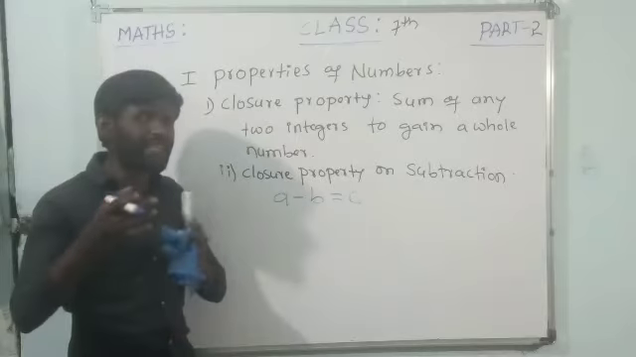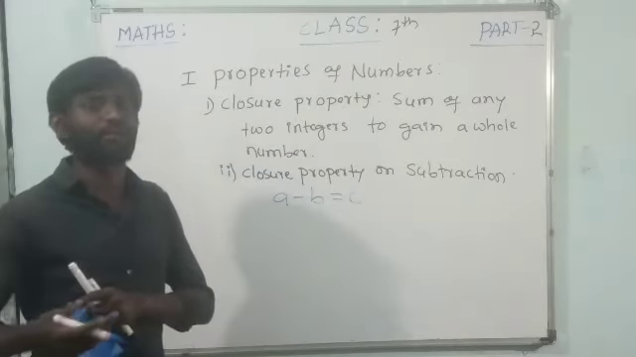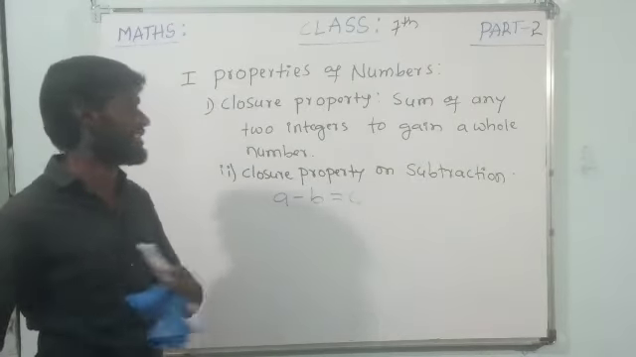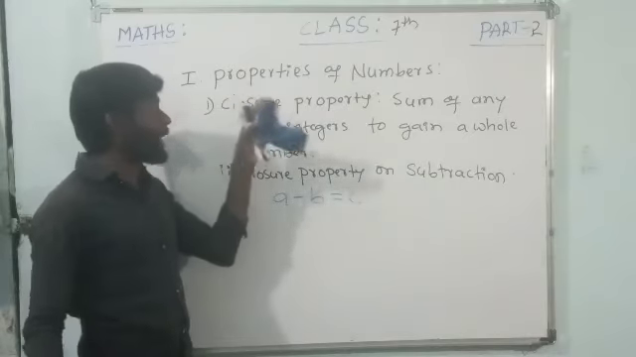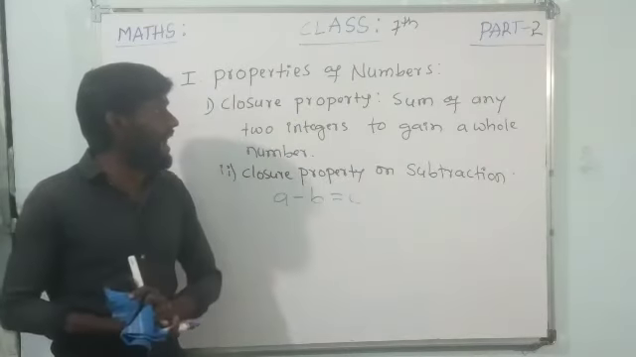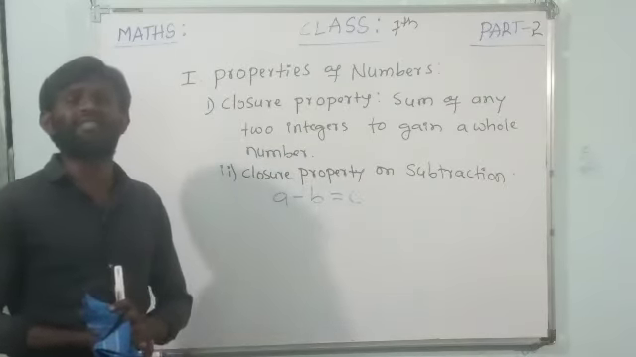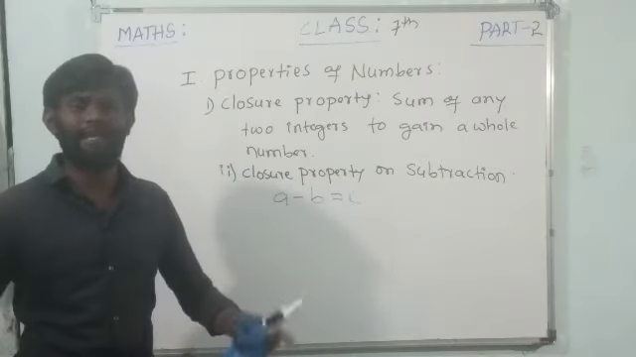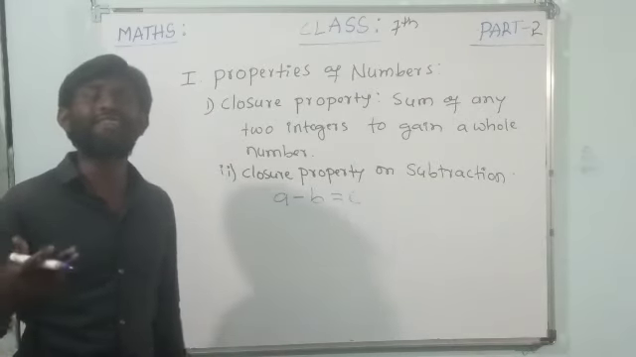Is there any chance to get negative integers? There is no chance to get negative integers. Definition: closure property suggests that the sum of any two integers, it may be positive or it may be negative. The sum of any two integers is a whole number.